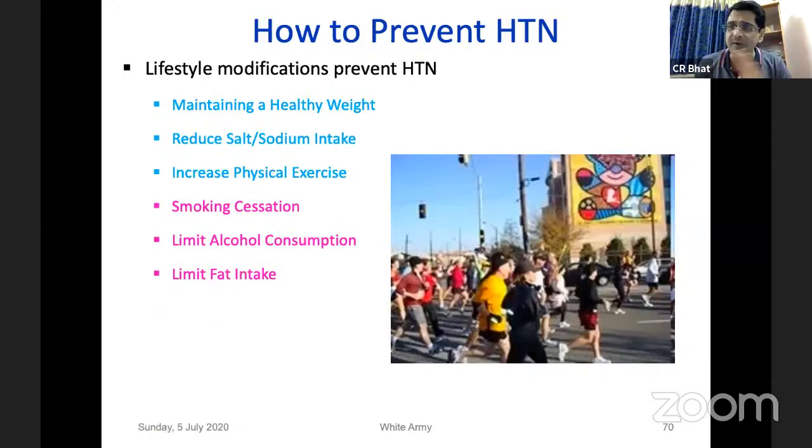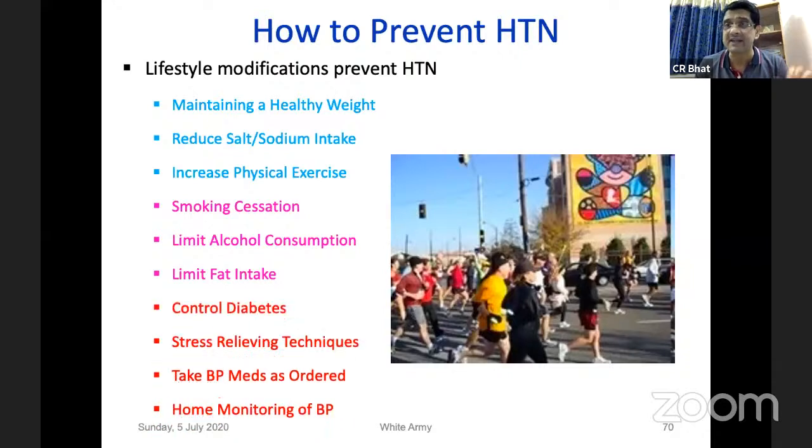Smoking has to be abandoned. Smoking should not be started. If it is started, it should be stopped. Limit alcohol consumption, limit fat intake. They're all very good. Control of comorbidities, like controlling diabetes, and stress relieving techniques like yoga and biofeedback.